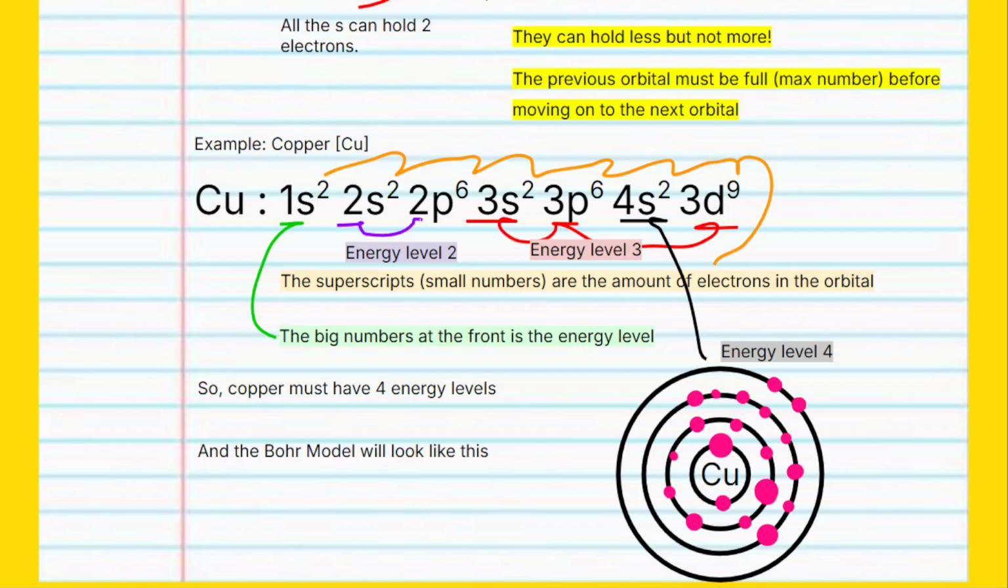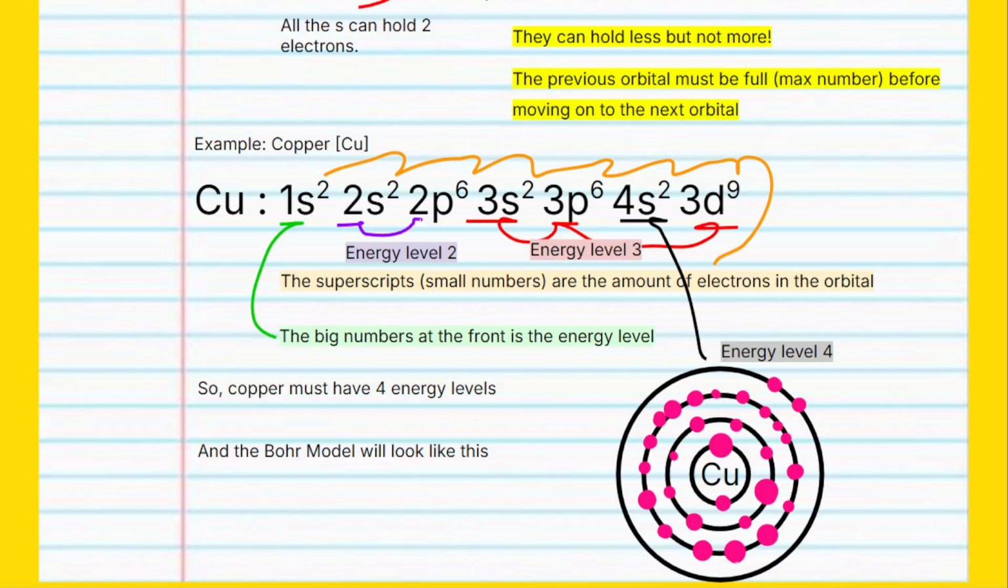I'll add 2 dots. And then right here, I'm going back to 3d9. So I will go back to energy level 3 and draw 9 more dots. 1, 2, 3, 4, 5, 6, 7, 8, 9. Okay, so this would be the Bohr model of copper.